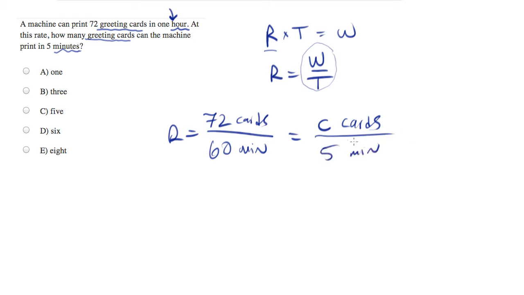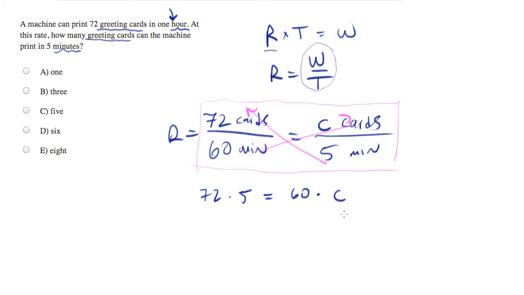And now we have an equation with one variable, right? Just focus on this right here. And I'm going to cross multiply this. And what we'll end up with is 72 times 5 equals 60 times C. And now we can solve this. Let's divide both sides by 60.